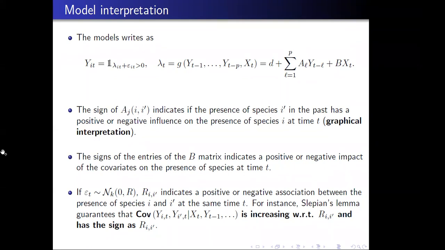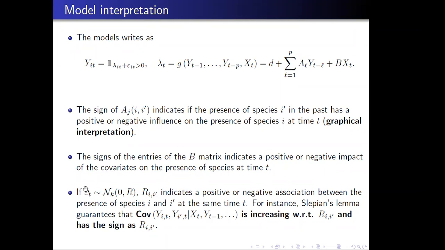The same interpretation holds for this matrix B. It will indicate if some covariates have a positive or negative impact, depending on the sign, on the presence of the species at time t.